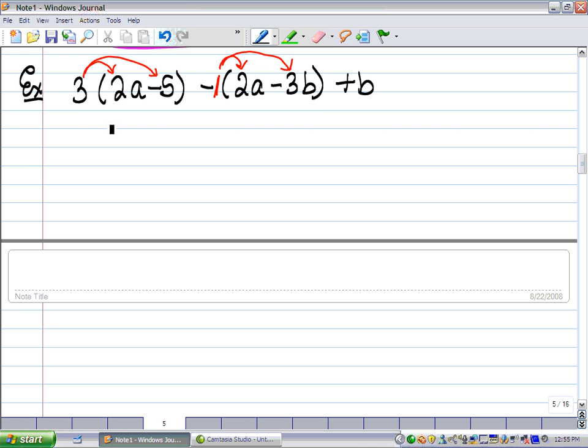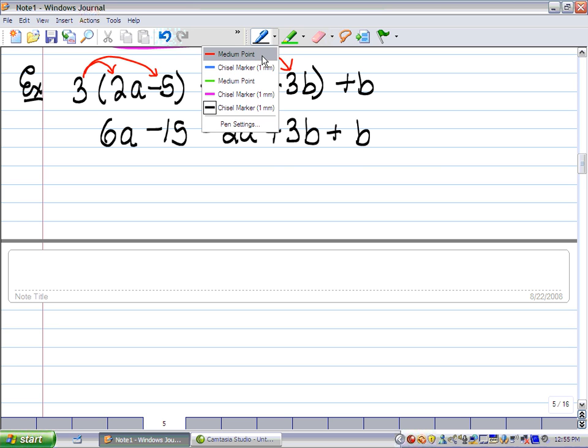So this first one's going to be 3 times 2 is 6a. 3 times negative 5 is negative 15. Negative 1 times 2 is negative 2a. Negative 1 times negative 3 is positive 3b. And this b is just sitting here by itself. It wasn't in a parenthesis. If you would like, you can write in its coefficient. It's an invisible 1. Do I have any like terms here?